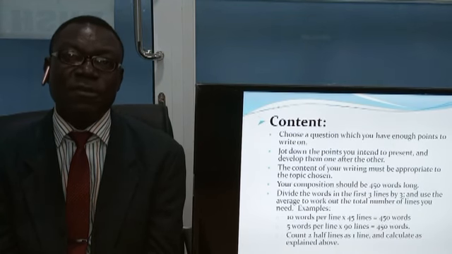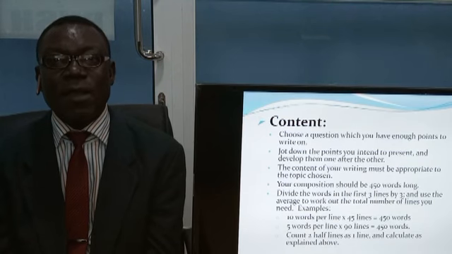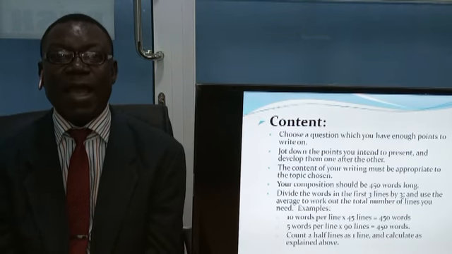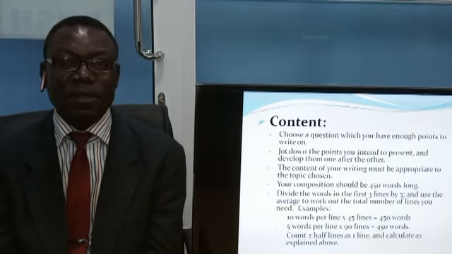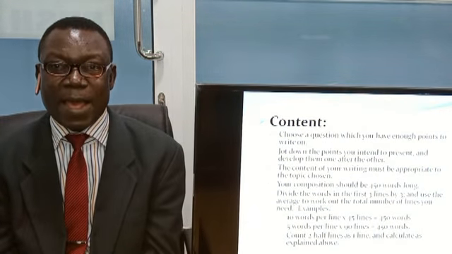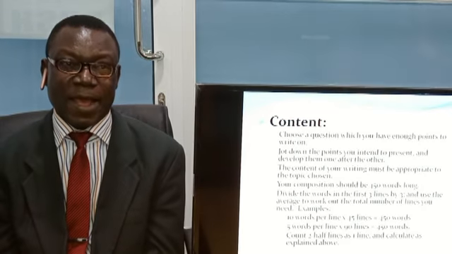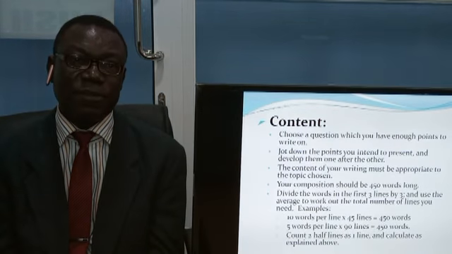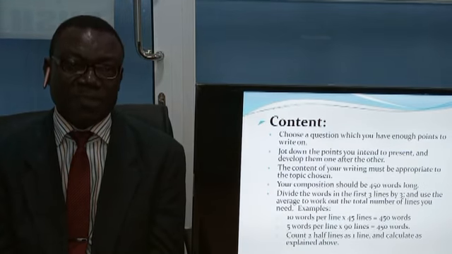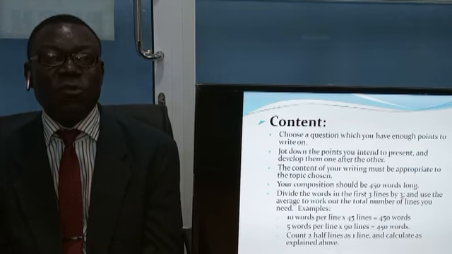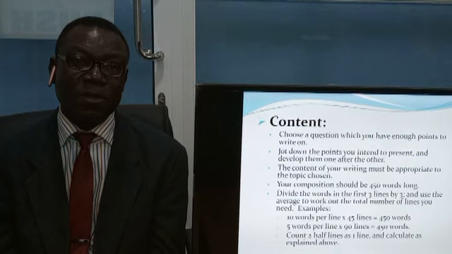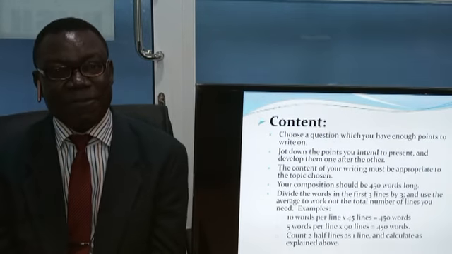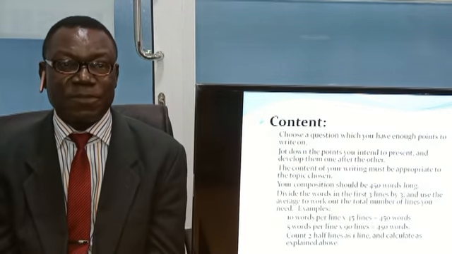As has been the requirement over the years, your composition should be 450 words long. And to achieve that, you are advised to count the words in the first 3 lines of your writing. Divide them by 3 and use the average to multiply and work out the total number of lines you need. As examples, if you have an average of 10 words per line in your writing, and you multiply that by 45 lines, you will have 450 words.